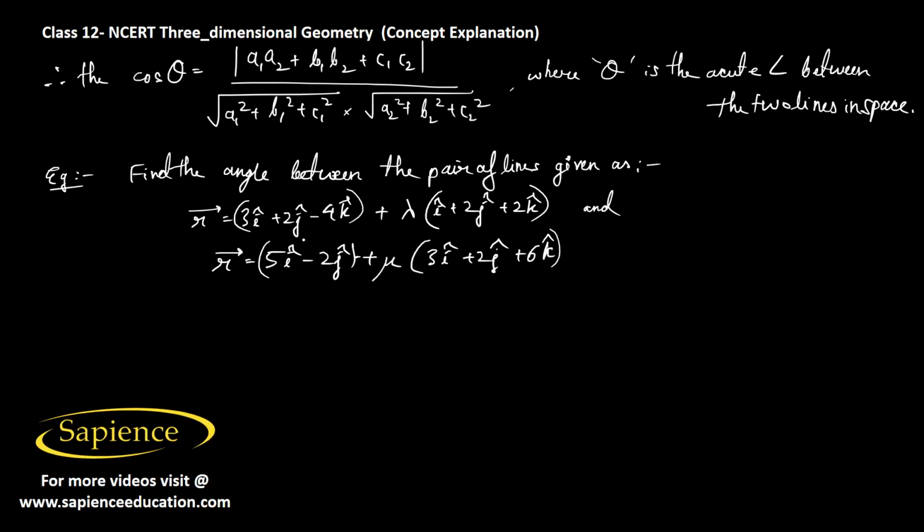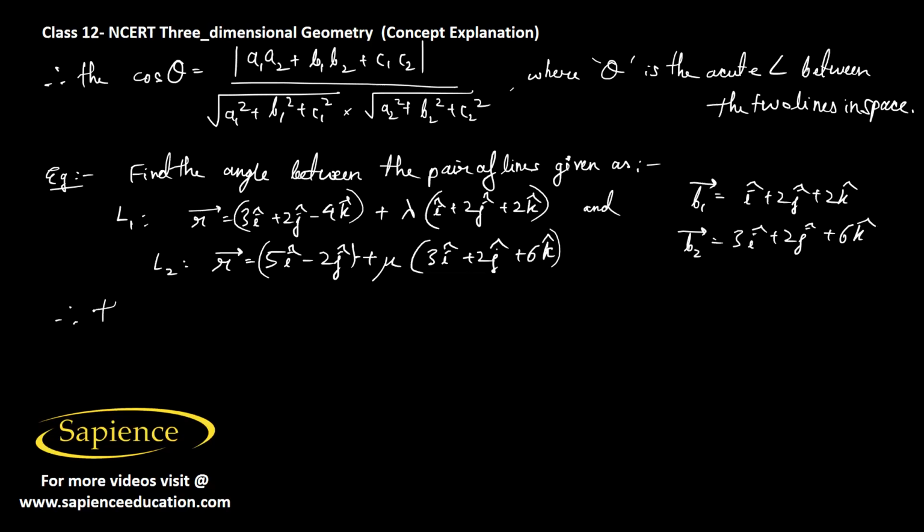So here is the line L1, and suppose this is the line L2. L1 is parallel to the vector B1. So the B1 vector would be i cap plus 2j cap plus 2k cap. And the L2 straight line is parallel to the vector B2, that is obviously 3i cap plus 2j cap plus 6k cap.